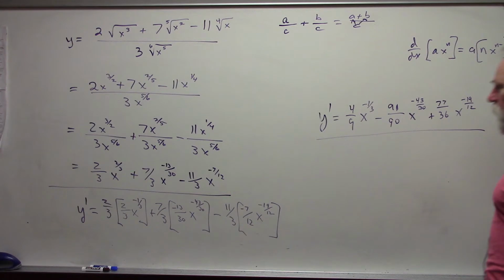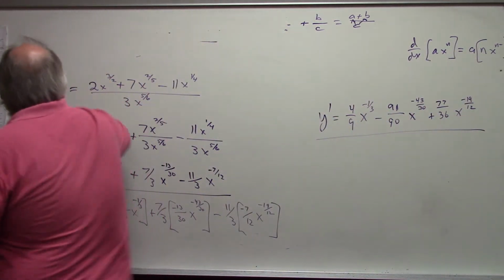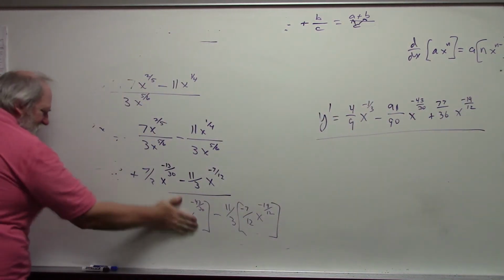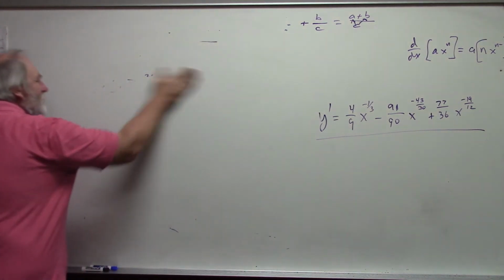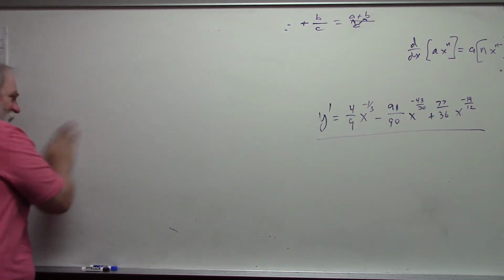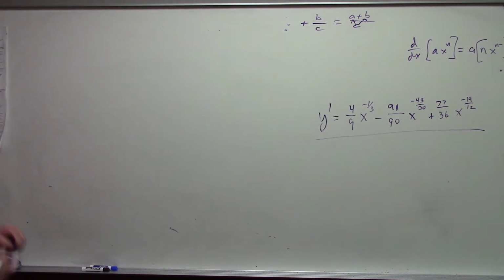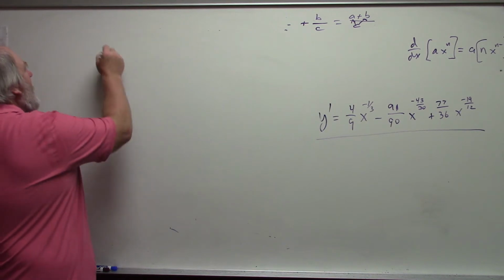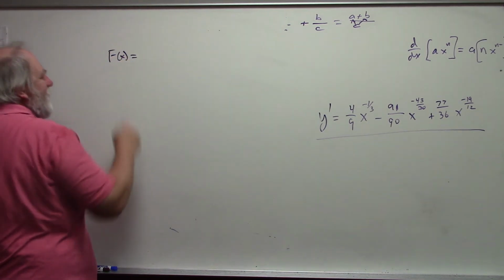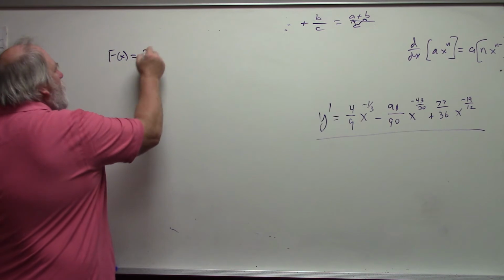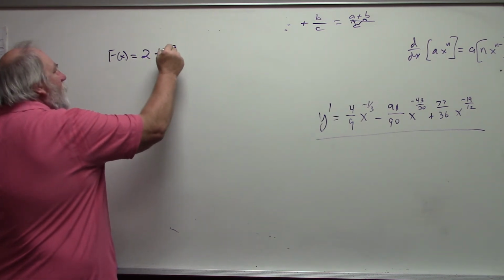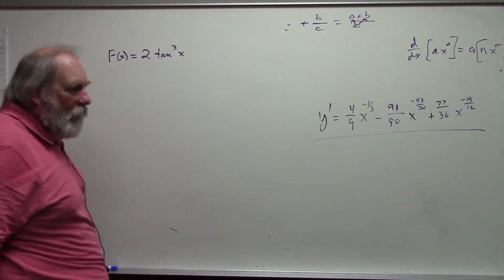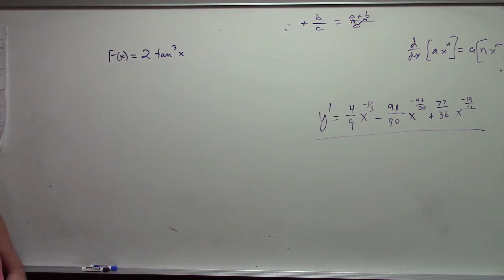Now, one of the main things that students have issues with, and so I want to do some examples, is recognizing that a function can be written in the form of a power function. This is going to become important later on. For example, let's suppose that I have capital F of x is equal to 2 tangent cubed of x. Now, this is a composition, but the outside function is a power function.